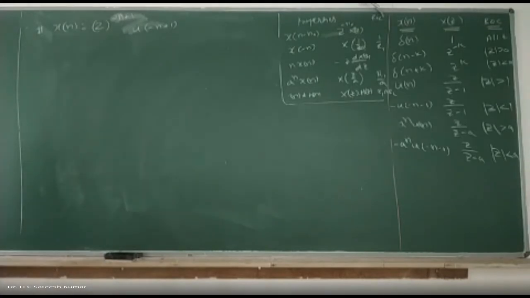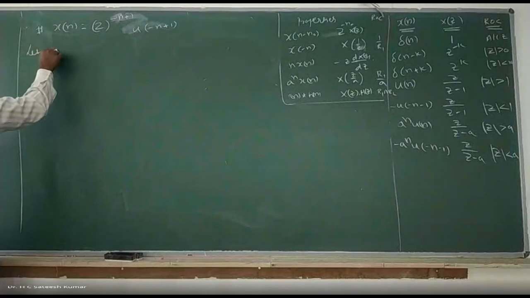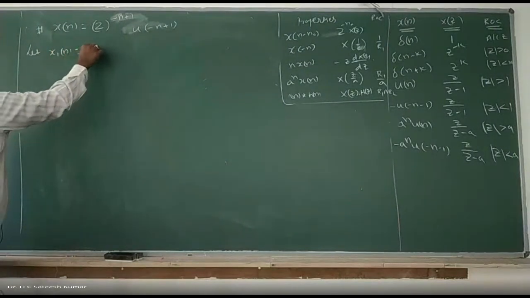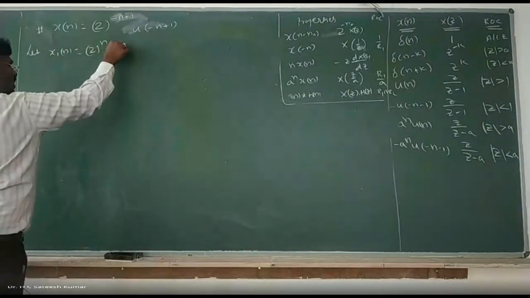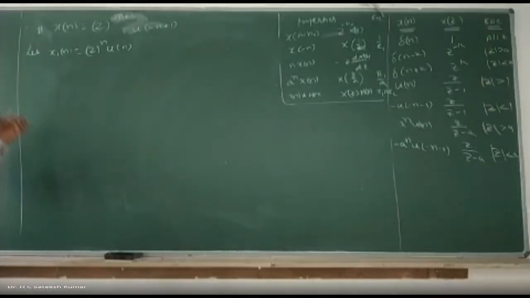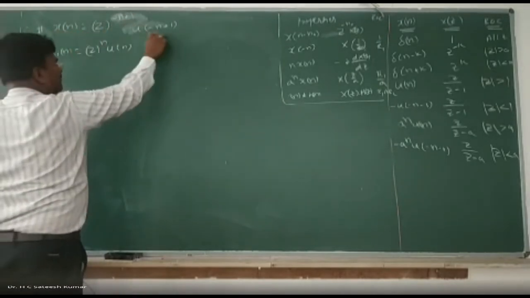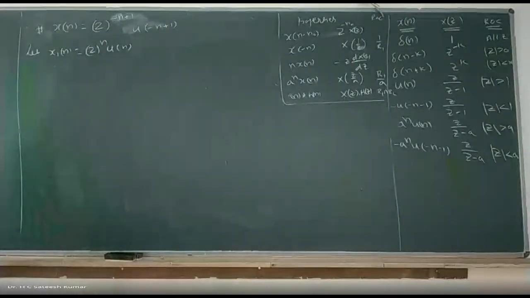Okay, right. What is this one? Basically, let x1 of n is equal to 2 to the power of n into u of n. In place of n we have something, I don't know. Okay, right. X of n is equal to x1 of this much. But for this one, we don't have formula now. x1 of minus n plus 1, if you write it, you will not get the formula for that.